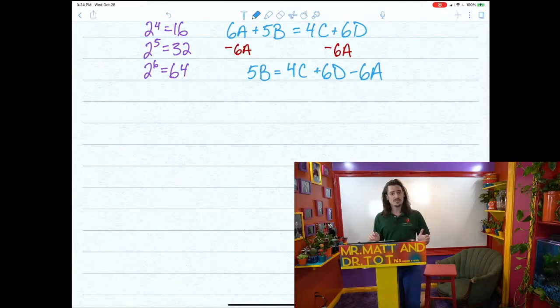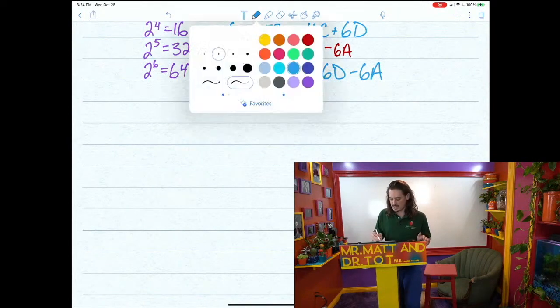And then the last thing that's keeping b from being isolated is that 5. What is 5 doing to b? It's multiplying into b. So we need to do the opposite. We're going to divide both sides by 5.